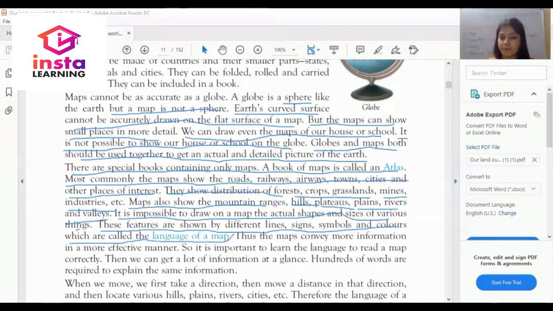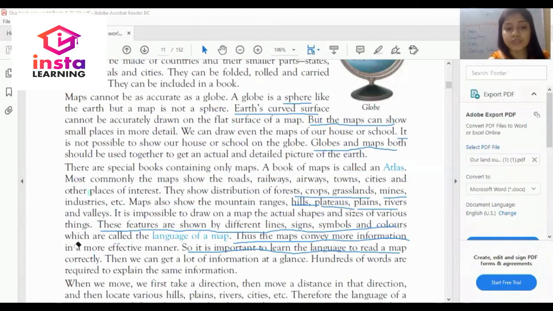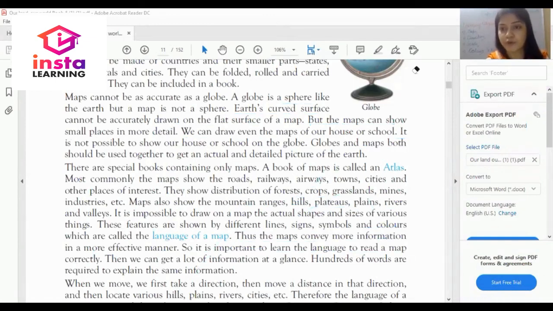तो हम कुछ symbols, कुछ साइन्स और कुछ लाइंस के थ्रू इन्हें रिप्रेजेंट करते हैं, जिसे हम लैंग्वेज ऑफ मैप कहते हैं, जिसे हम आगे जाके चैप्टर में पढ़ेंगे. Thus the maps convey more information in a more effective manner. So it is important to learn the language to read a map correctly. तो इसलिए आपको मैप को स्टडी करने के लिए उन सिंबल्स को, उस लैंग्वेज को पढ़ना और समझना भी बहुत जरूरी होता है, जिससे आप मैप को इजीली समझ पाते हैं.